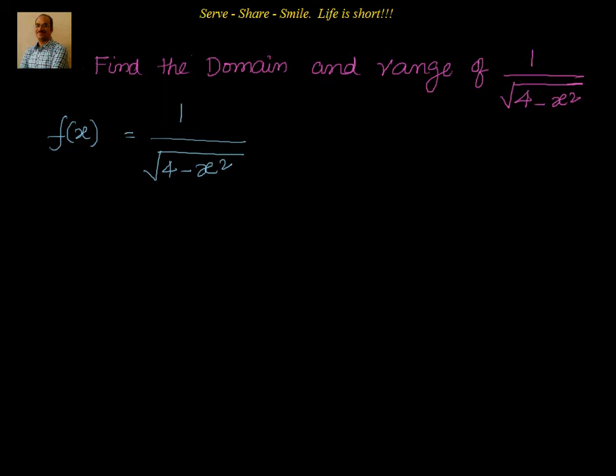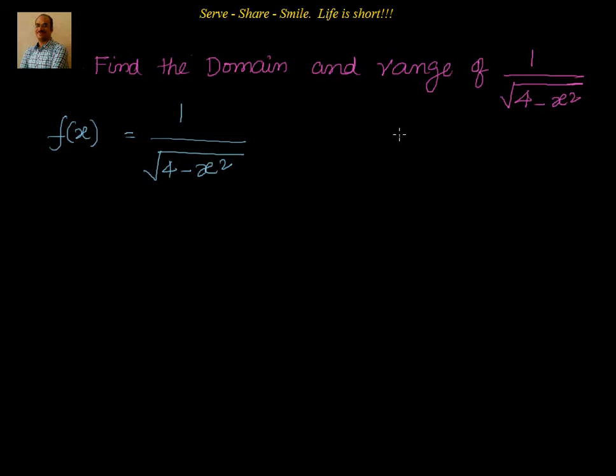In this session, we'll try to find out the domain and range of the function 1 by square root of 4 minus x square. Now first of all, let's recap and spend a couple of minutes on understanding what domain and range are. Domain is the set of values which can be supplied to the function, and the range is the set of values which are given as output by the function.